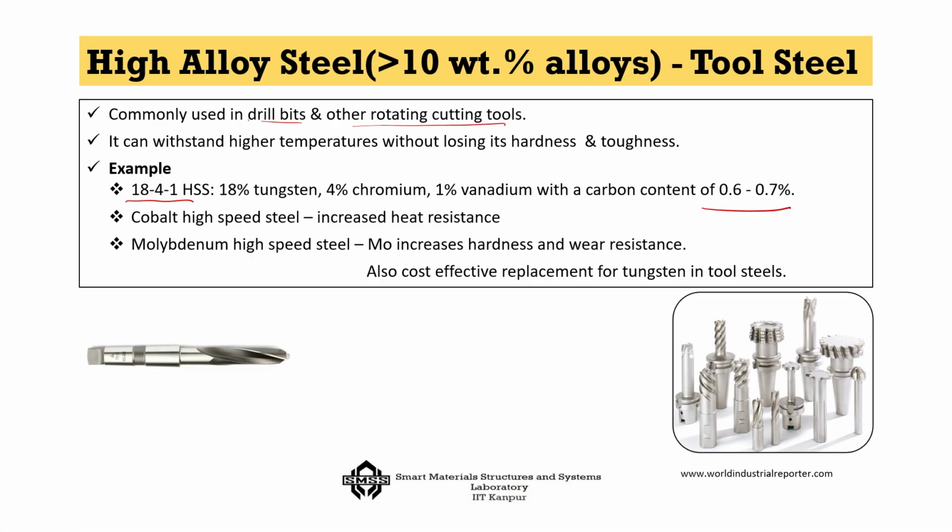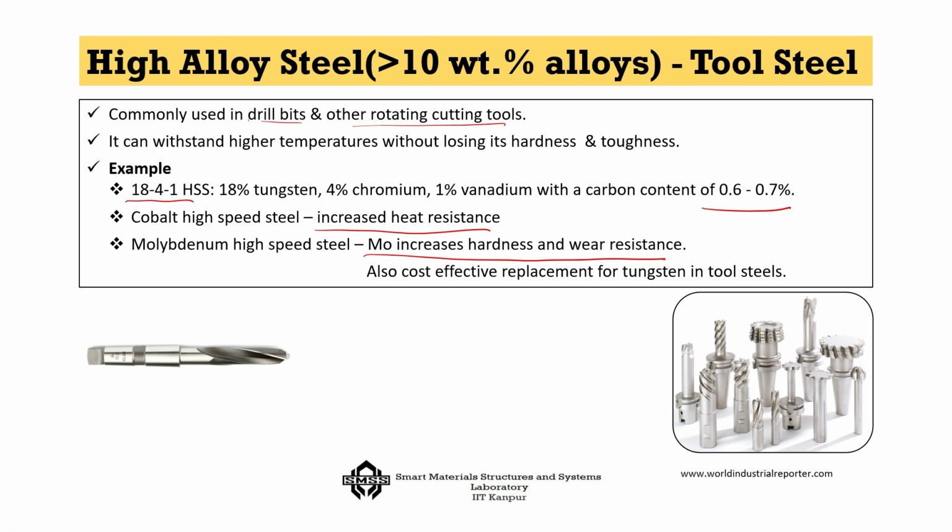The cobalt high speed steel, one of these varieties of the same high alloy steel, is used for increased heat resistance, and the last variety in this category is molybdenum high speed steel, in which molybdenum increases the hardness and wear resistance, because they are mostly used for cutting tools.